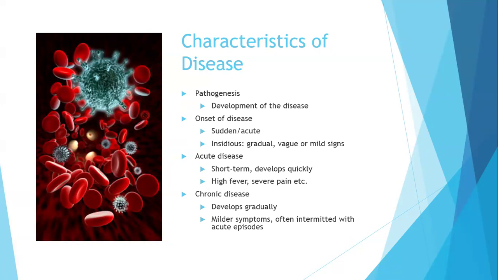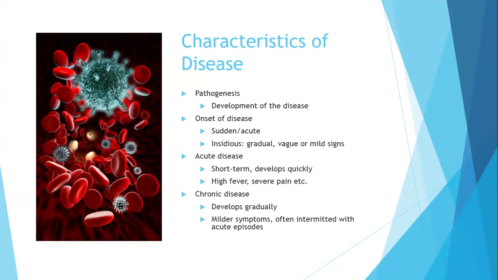So there are diseases that are only acute, there are ones that are only chronic, there are ones that have acute and chronic phases. And so it's all mixed up in there. So acute disease is usually short term and develops quickly. Signs of acute disease might include like a high fever or severe pain. Chronic disease tends to develop gradually, and the symptoms are generally milder and often intermittent. And you might have acute episodes with chronic disease.